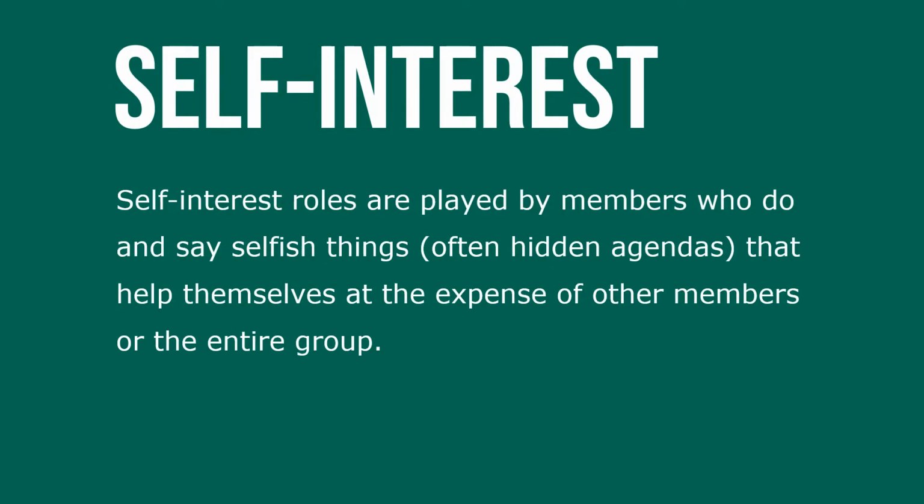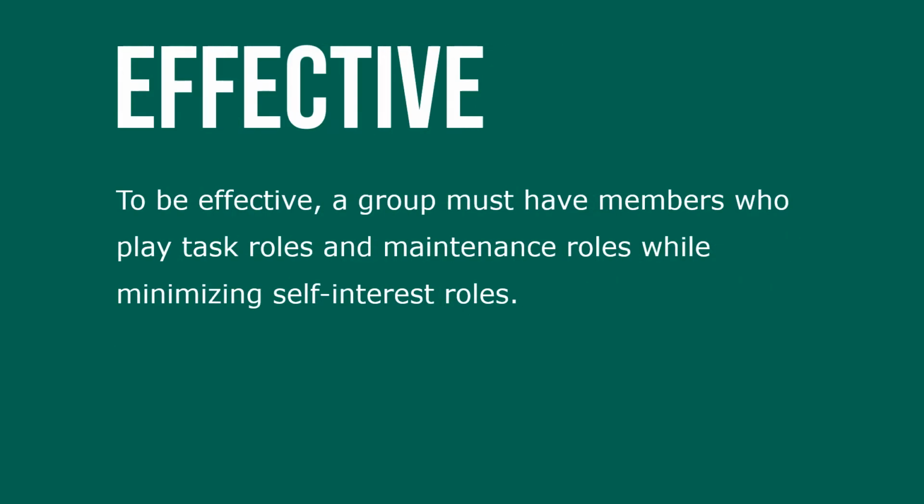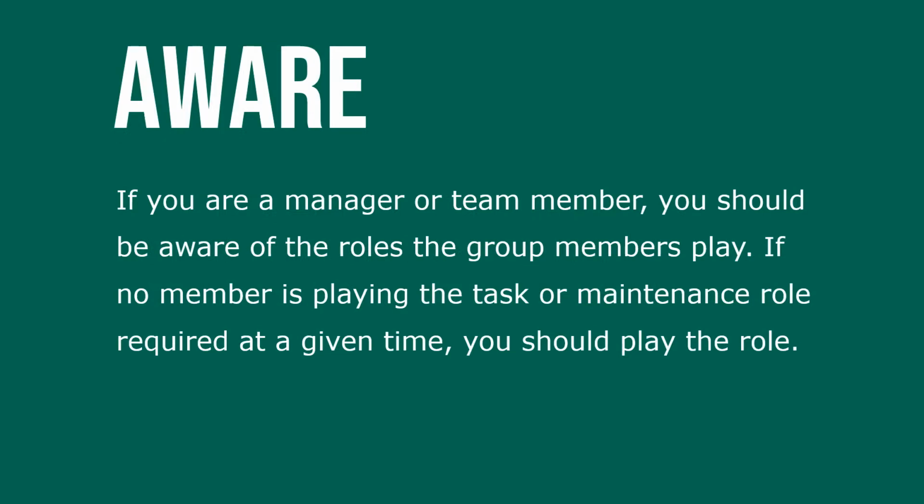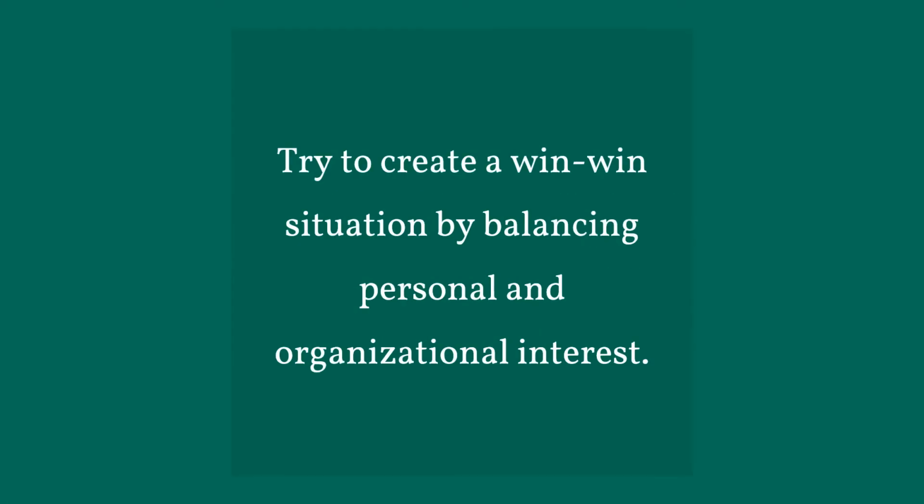Self-interest roles are played by members who do and say selfish things, often hidden agendas that help themselves at the expense of other members or the entire group. To be effective, a group must have members who play task roles and maintenance roles while minimizing self-interest roles. If you're a manager or a team member, you should be aware of the roles group members play. If no member is playing the task or maintenance role required at any given time, you should play the role. To create a win-win situation, you balance personal and organizational interests.